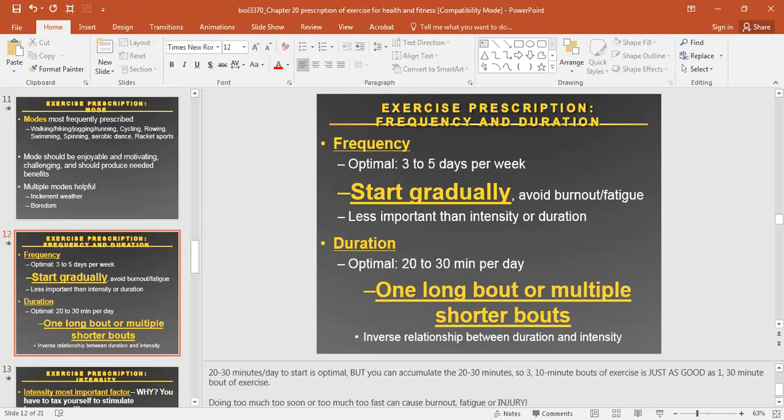So frequency and duration aren't necessarily the most important in exercise prescription. They're variable, but they can become incredibly important when it comes to starting gradually. You have to start gradually, or you will drive your client away.